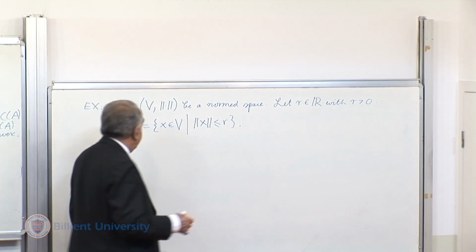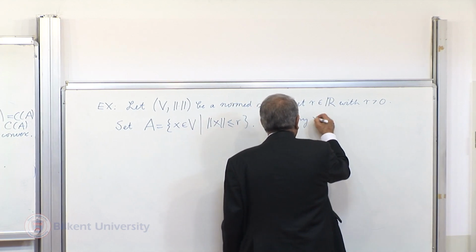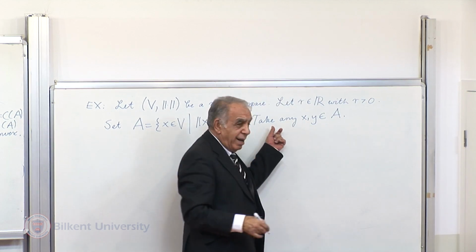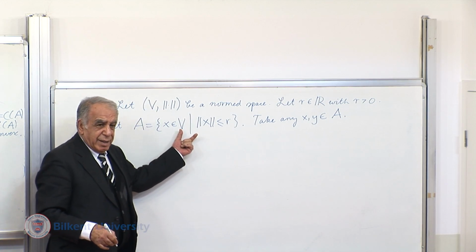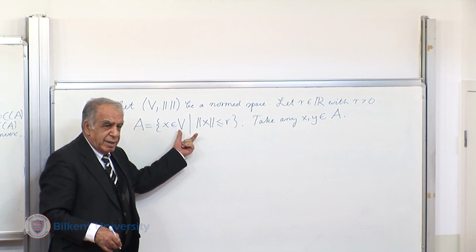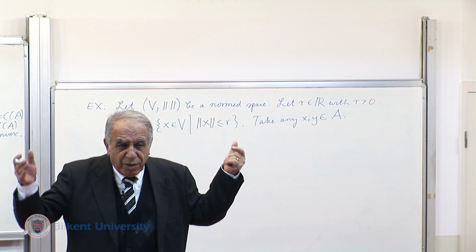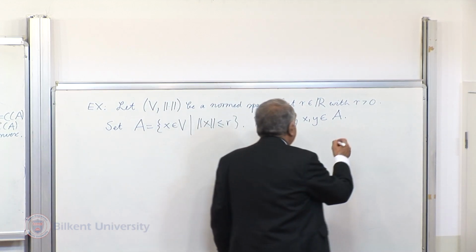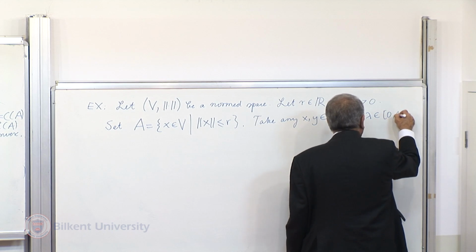Let's check. Take any x, y in A. This time I can take any x, y in A because this set will be non-empty. Why? Can you tell me one member of this set, at least, in A? Well, this is a real vector space. It has a zero vector, and the norm of the zero vector is 0. And take lambda in [0, 1].